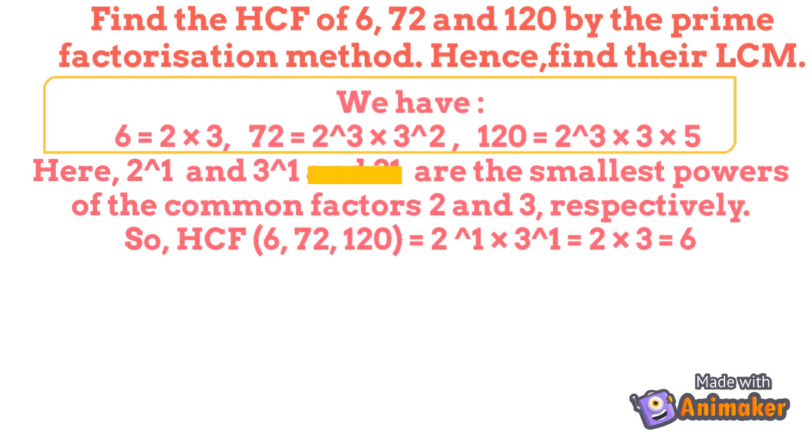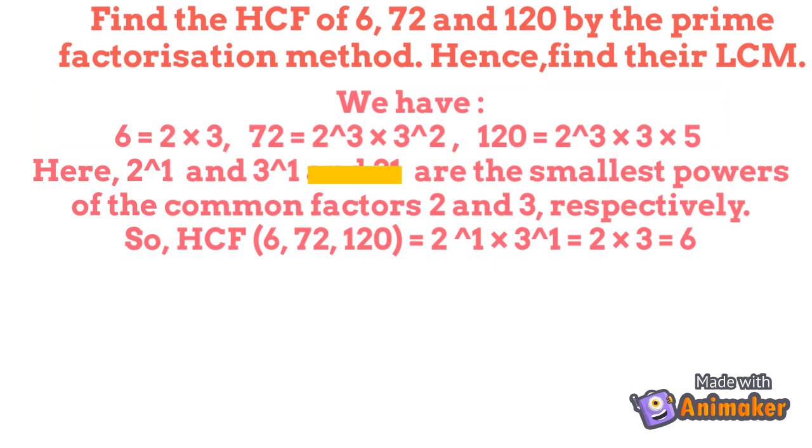So let's first take out the smallest powers. What is the smallest power? 2 to the power 1 is the smallest power, and 3 to the power 1 is the smallest power, right? In all the prime factorizations we took out from 6, 72 and 120. So the HCF of 6, 72 and 120 will be the common prime factors with the smallest powers only. That is 2 into 3 equals 6.